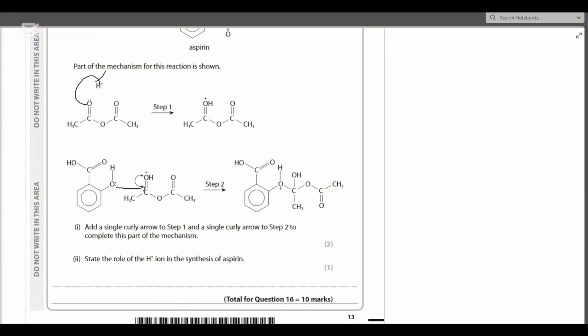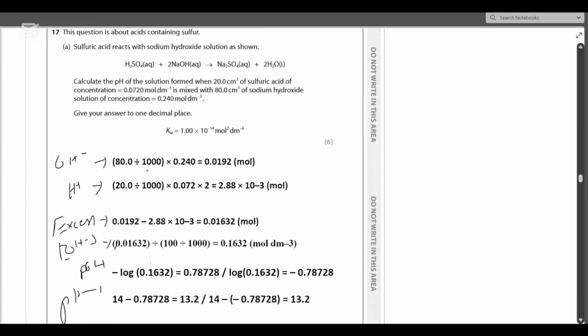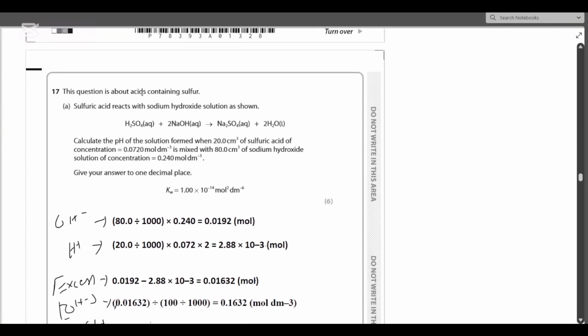State the role of the H plus in the synthesis of aspirin. Well, the role basically is pretty simple. It acts as a catalyst. Remember that. The next one, they say this question is about acids containing sulfur, and we can see sulfuric acid reacts with sodium hydroxide solution as shown, and this is the reaction.